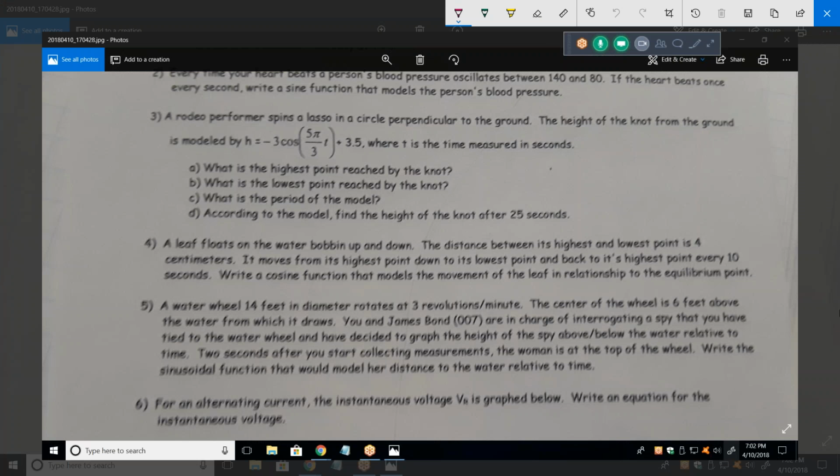Okay, so he spins a lasso perpendicular to the ground. So there's the ground. He's spinning a lasso whose line of symmetry is perpendicular to the ground. Okay, so that's what we know. The height of the knot from the ground.